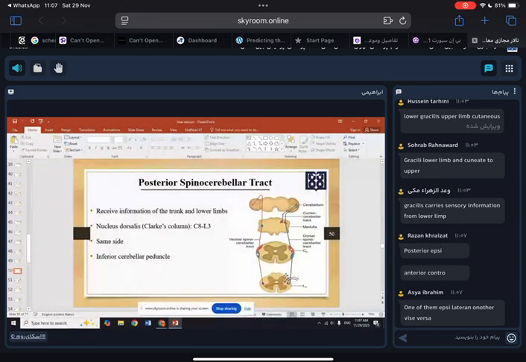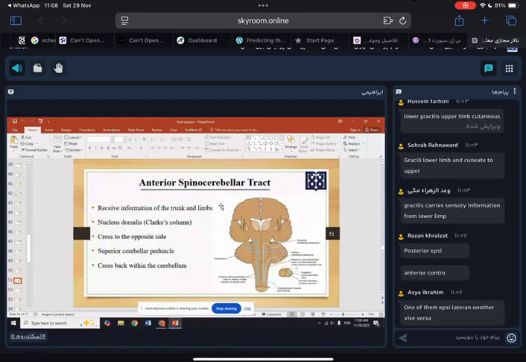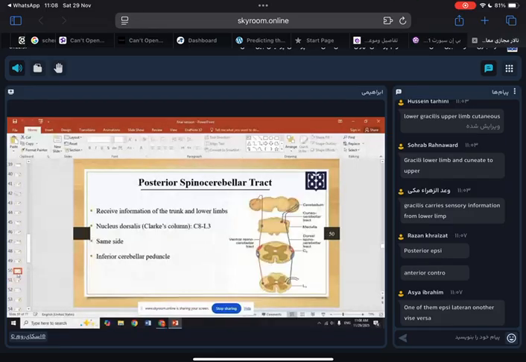They are getting the information, for example, from the trunk and lower limb. It's the same. They are getting the information from the trunk and limbs. It comes to nucleus dorsalis. I told you before, in the spinal cord, we have anterior horn and posterior horn. In the posterior horn, we have the Clarke column or Clarke nucleus, which is located at C8 to L3. It's not important. It comes to the spinal cord.